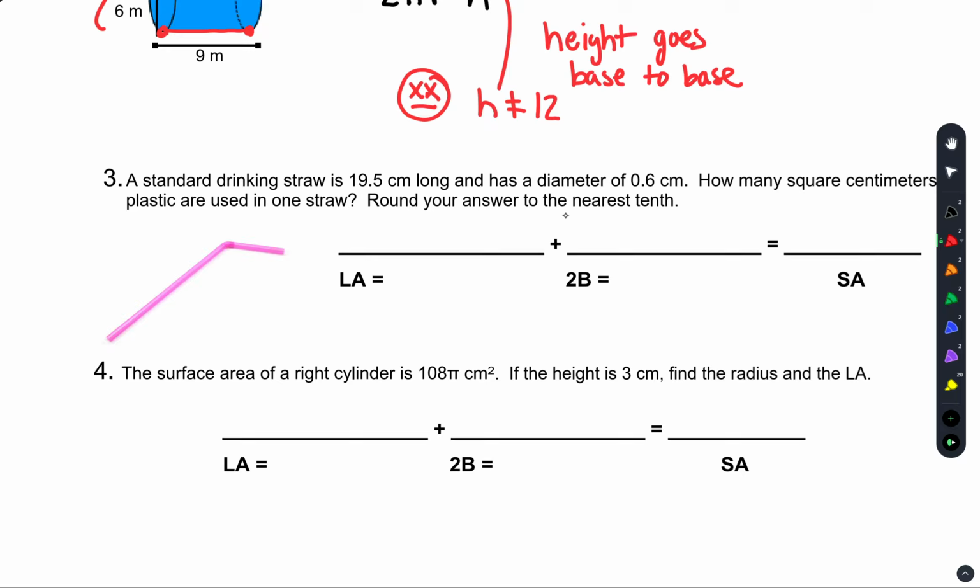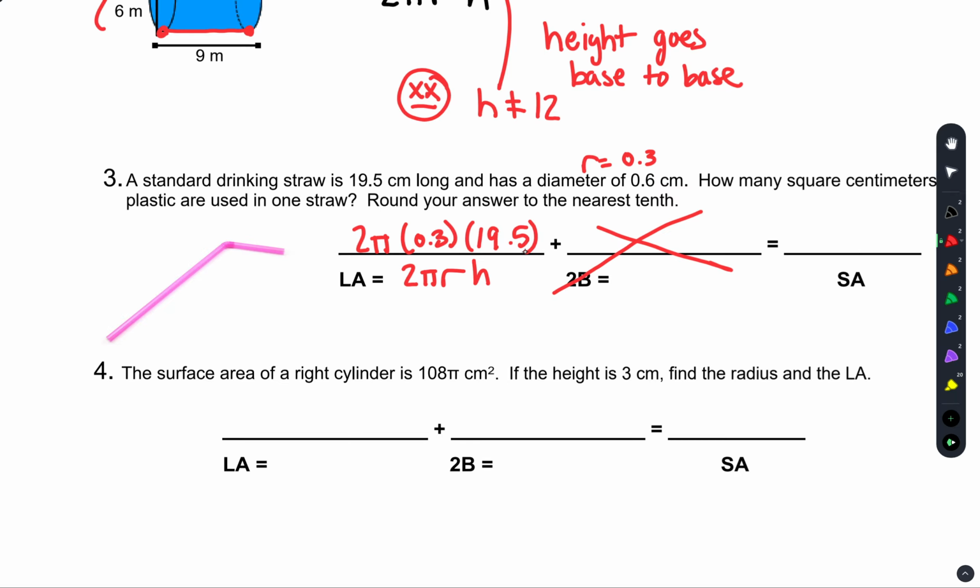So I can just cross off this entire part of my formula. This means I'm only finding lateral area for this straw. Lateral area, once again, 2 pi r times h. I can plug all that good stuff in. 2 pi. Radius is half of diameter, so 0.3. And the height is 19.5.